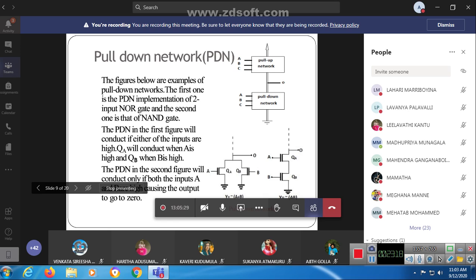So here the PDN in the first diagram will conduct if either of the inputs is high. QA will conduct when A is high, QB will conduct when B is high. The pull-down network in the second figure will conduct only if both the inputs A and B are high. Then the pull-down network pulls the high voltage to ground, that is 0 volts. At that time we get the output as 0.